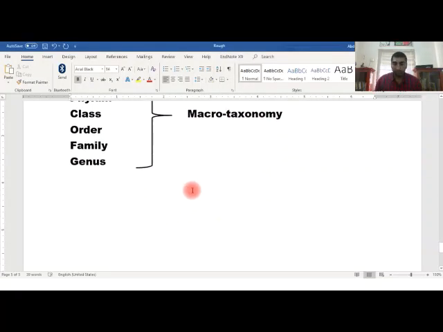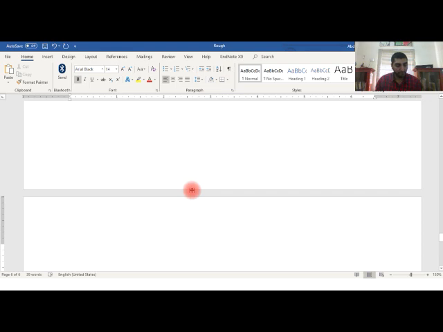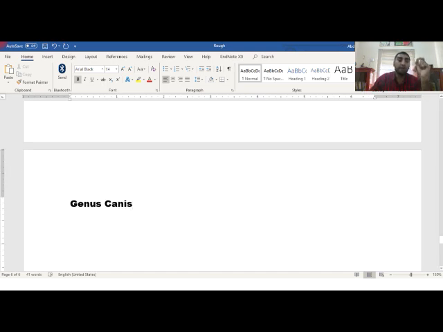Let's move to the next section. For example, we have a genus named Canis. You know, genus Canis belongs to the family Canidae, in which all canines are included. All canine animals, dog-like animals, dog-like carnivores, are included in the family Canidae. And Canis is one genus in it.